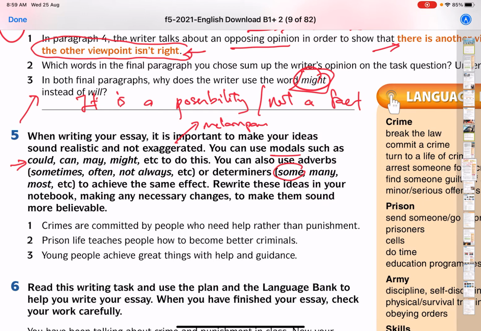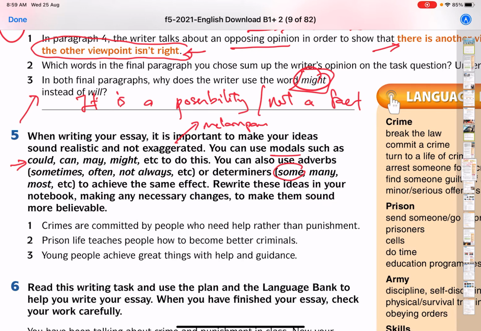Alright, number 1. Crimes are committed by people who need help rather than punishment. Okay, kalau kamu tengok ayat ni, jenayah dilakukan oleh orang yang memerlukan bantuan dan bukannya dihukum. Betul ke semua orang buat jenayah sebab dia perlukan bantuan? Tak kan? Ada orang mencuri kerana dia jahat, dia nak mencuri. Tetapi ada sebilangan atau segelintir yang mencuri kerana mereka perlukan bantuan. Okay, so how can you change the first question?